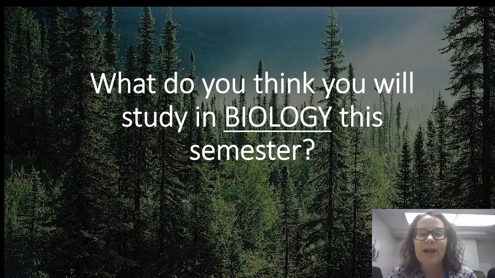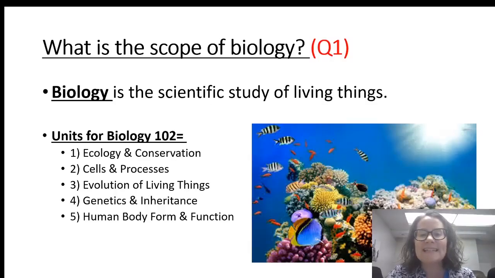Today we're going to cover what does biology mean and kind of the overview for this particular semester. So let's get started. Biology is the scientific study of living things, and in this particular semester, we're going to cover the first unit is ecology and conservation, the second unit is cells and processes, third unit evolution, fourth unit genetics, and fifth unit human body form and functions. So there are 5 units in this particular semester. However, all of these units will be dealing with different properties of living things.